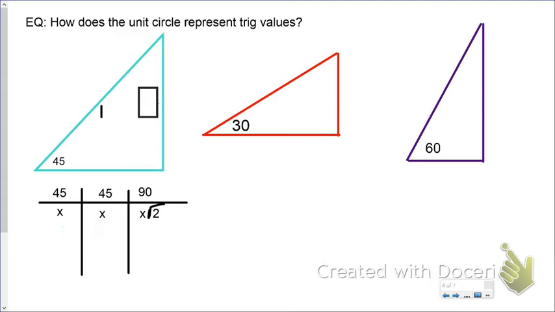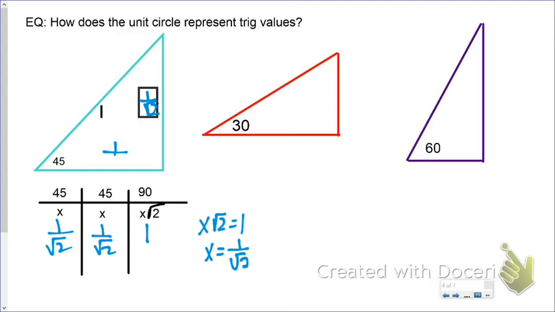What I want to look at is what would happen if we made the hypotenuse 1. So we're going to make our hypotenuse 1. What's going to happen here is we're going to solve this equation. If x root 2 is equal to 1, it means that x is equal to 1 over root 2. So that means both sides of my 45 triangle are 1 over root 2. I'm just going to fill in that right triangle with those values.